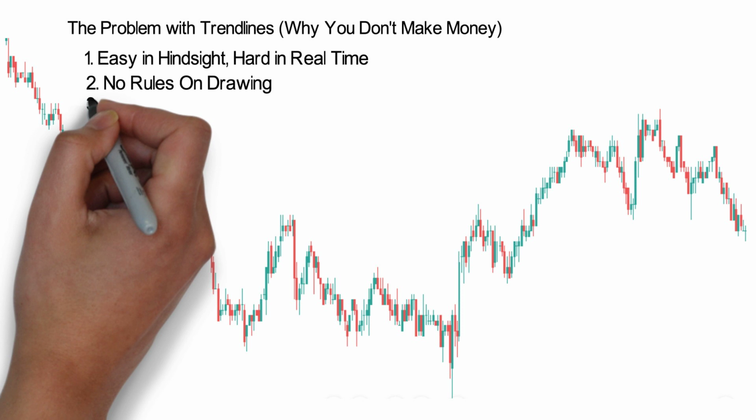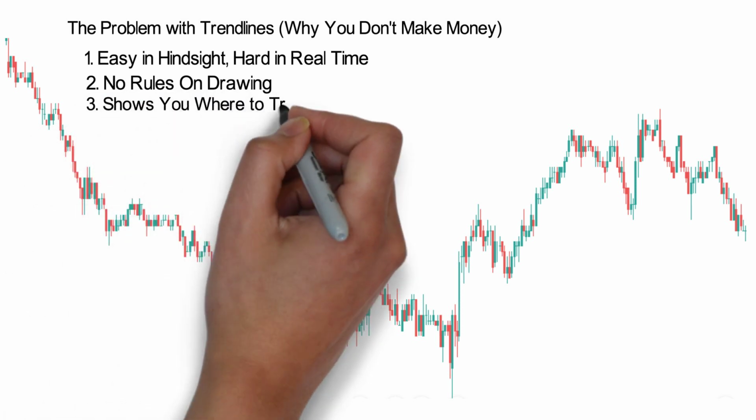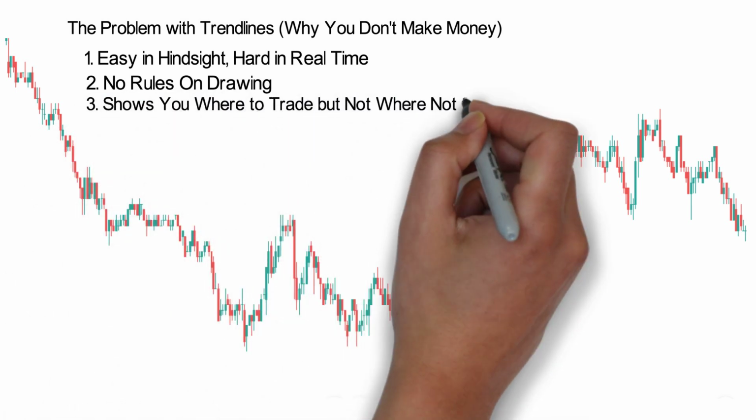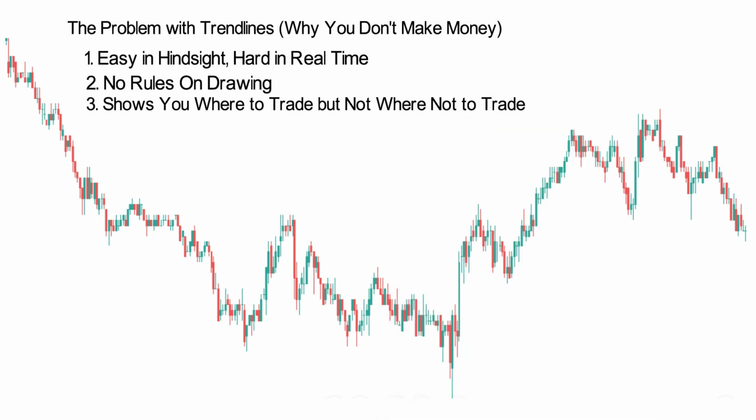Problem number three. Trend lines show you where to trade, but not where not to trade. And what I mean by that is when it touches the trend line, you know that that's where you're supposed to go long or short. But what you're not looking at on the after effects of a chart that's already been drawn with trend lines is all the places where it broke through the trend line, and they just ignore that. Those are the places where you're not supposed to trade, but there was really no way for you to know if it was going to actually bounce off that trend line or if it's going to break through it.